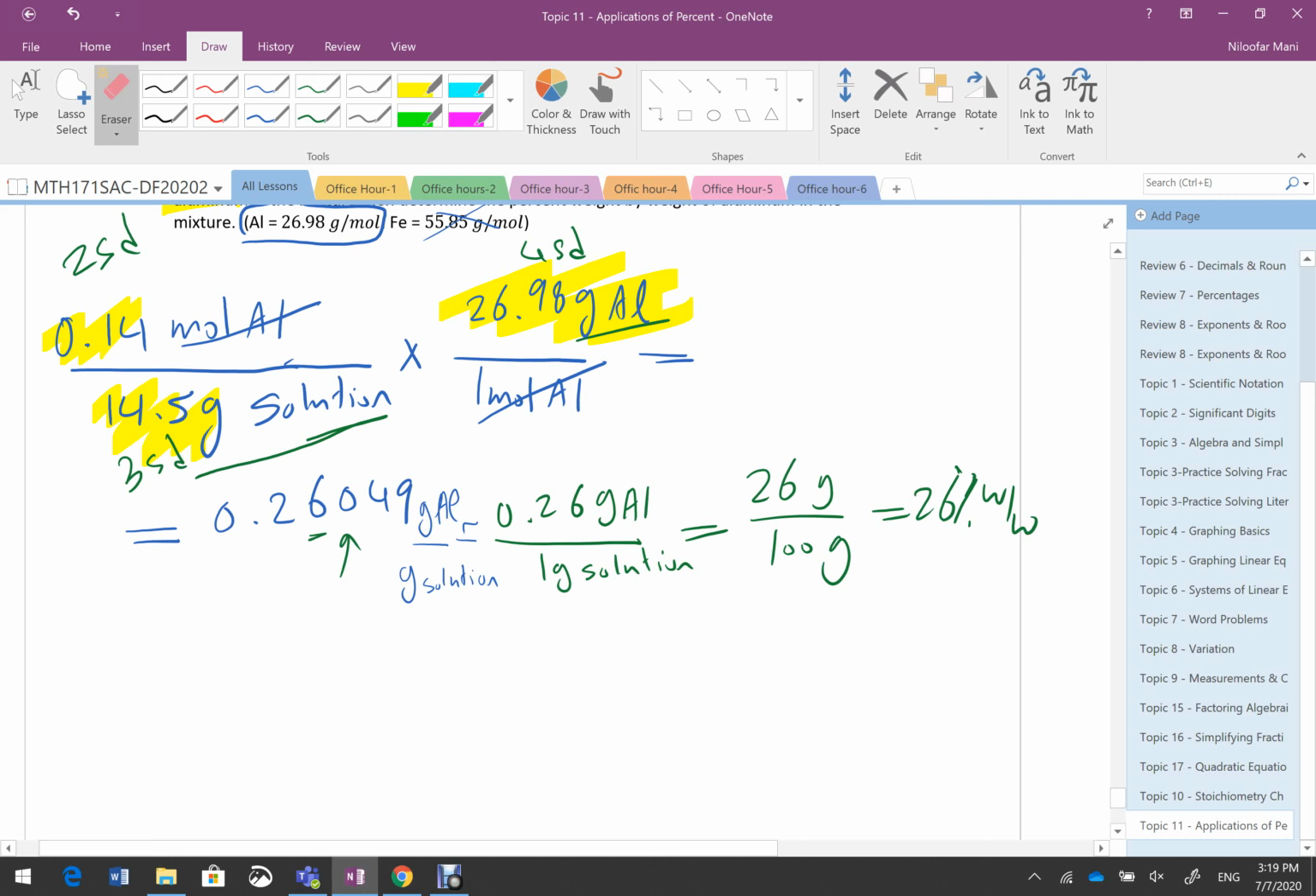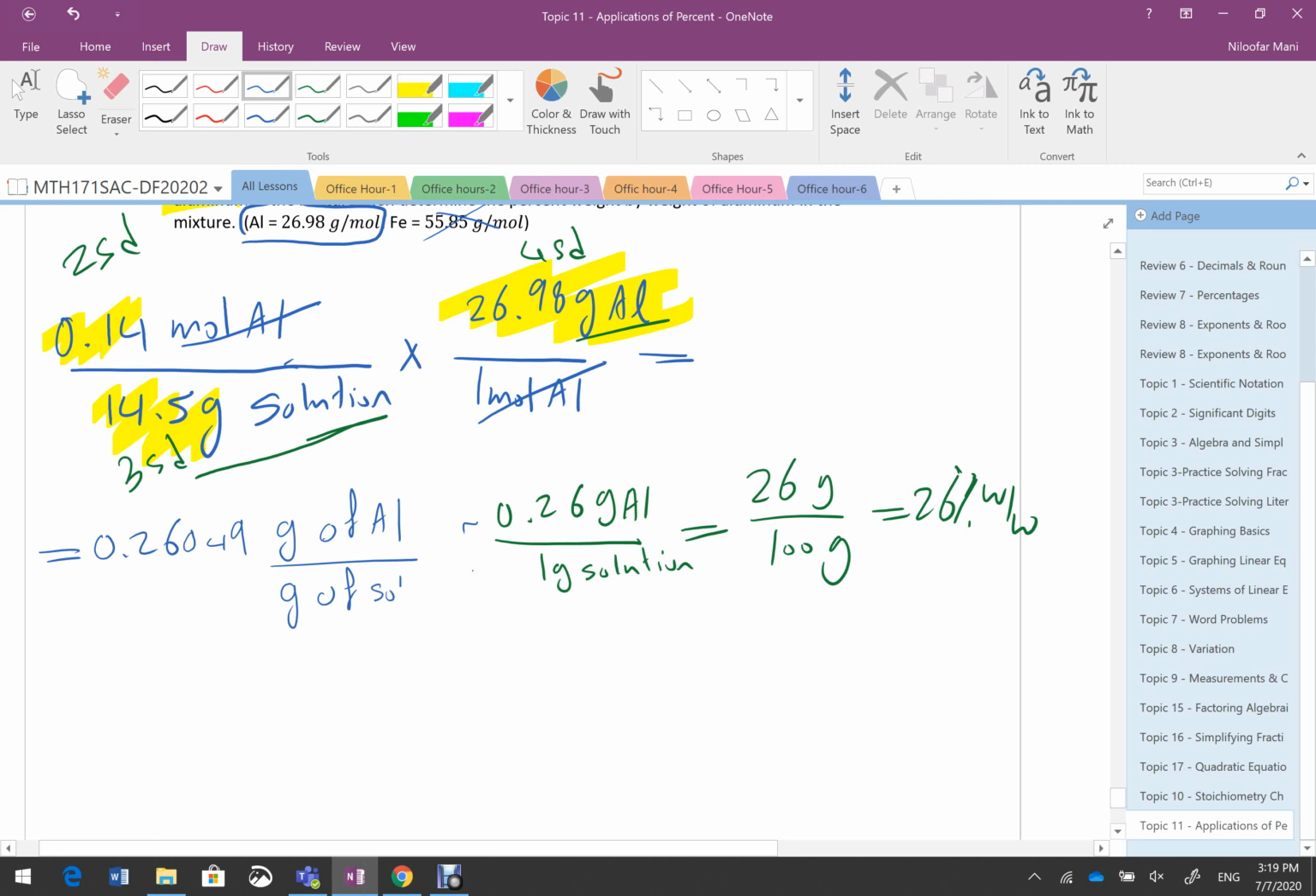So here, let me just write this maybe more neatly. 0.049, 0.49, so gram of aluminum over gram of solution, and then we can say, okay, I underline that, I check that, and then I can find the answer approximately, and then at the end, I can add a sentence.